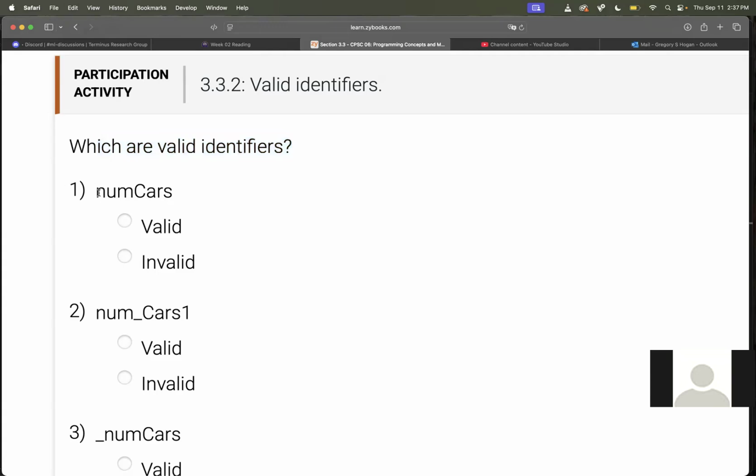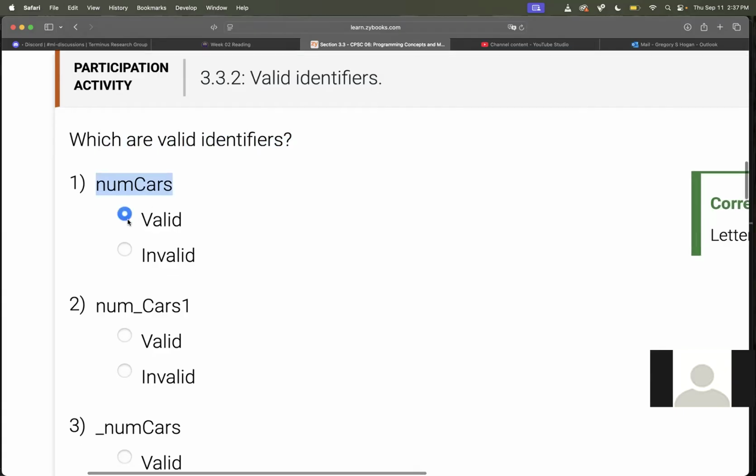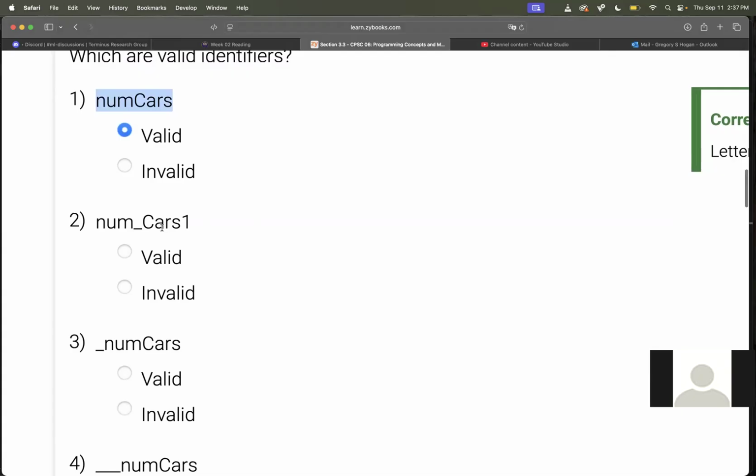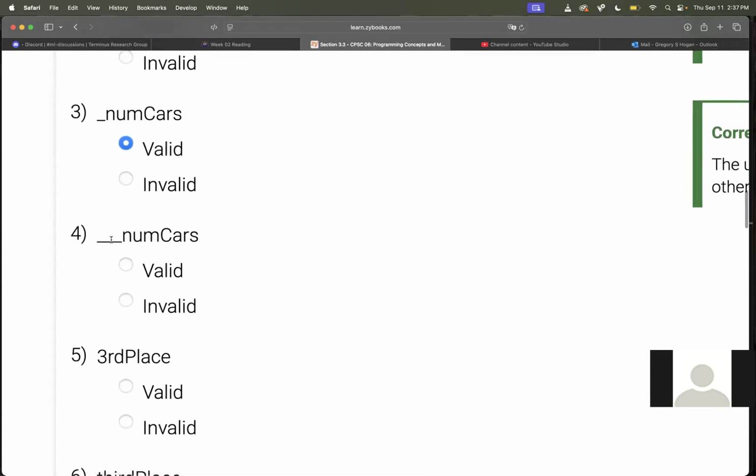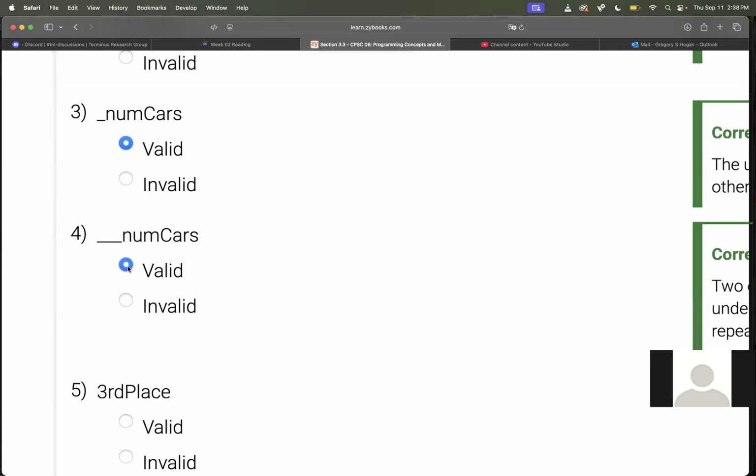So, could you name something num cars? Yes. Could you name something num cars 1? Yes. It's not a very good name, but you could do that. Could you name something underscore num cars? Yes. Underscores are allowed. Could you name something underscore underscore num cars? Yes. Again, these aren't great names, but you could do it.